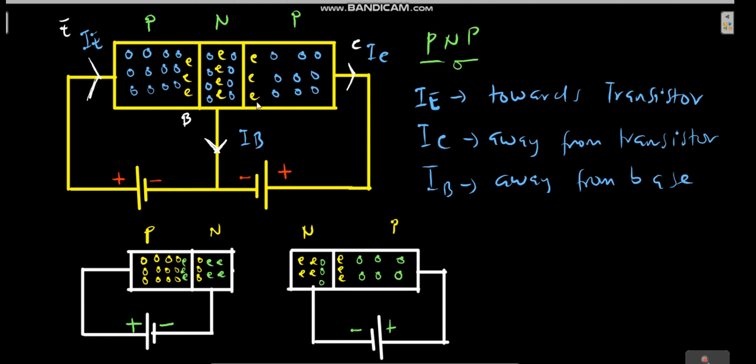Looking at this circuit, let me draw a simplified one that shows the direction of the current. You have something like this: one current moving towards the transistor, one moving away, and the other also moving away. Looking at this, we can name this one IE.